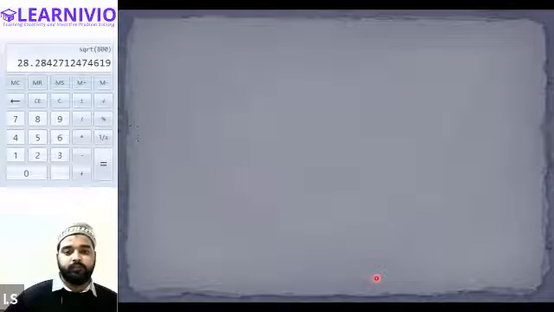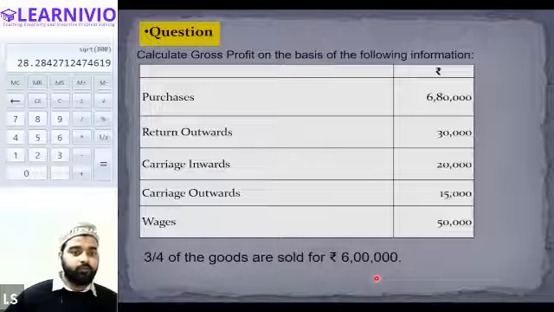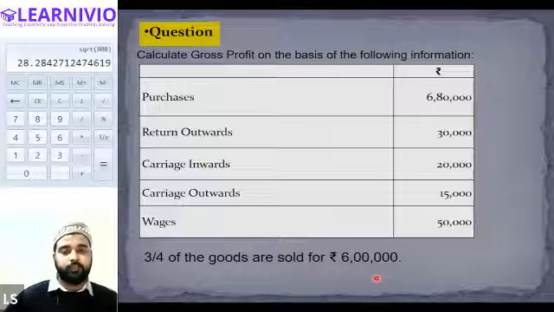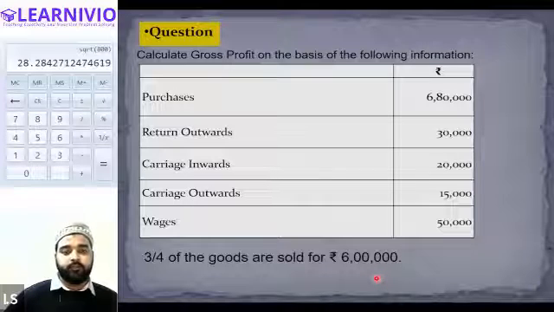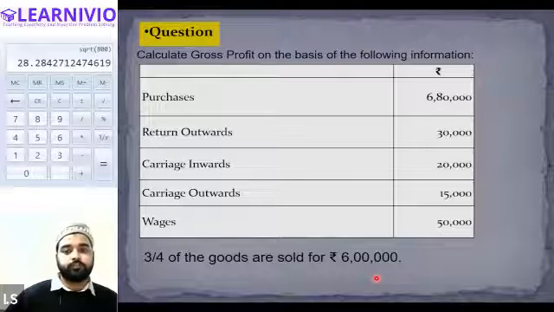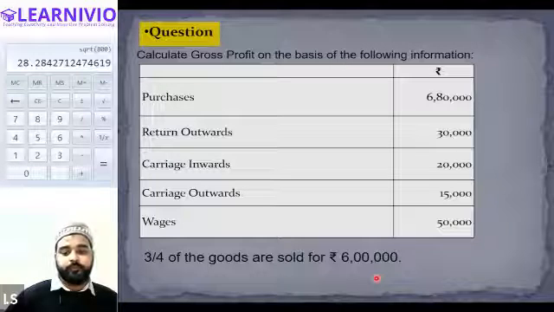We will do one more question, and I don't think we will be able to start a new topic today. Actually, I have to start a new topic, profit and loss account. But never mind, we will do that in the next class. In today's session, we will only talk about the calculation of COGS, gross profit, and the closing stock. So guys, this is the last question that we will be doing.